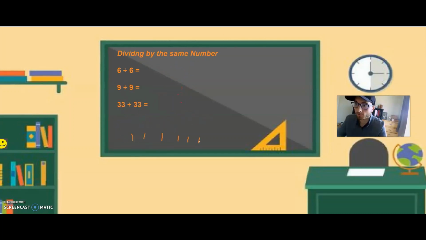And I fibbed, one more rule: dividing by the same number. So 6 divided by 6. If we have 6 ticks and we're giving it to 6 different people, everyone's going to get 1. That's always going to be the case. So 6 divided by 6.